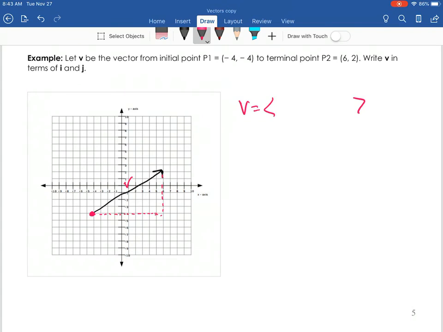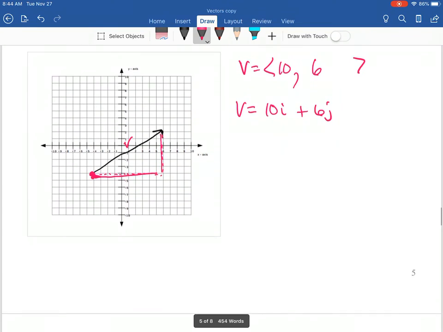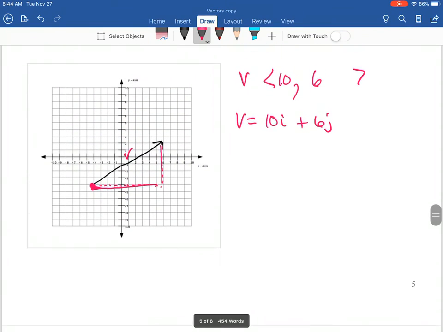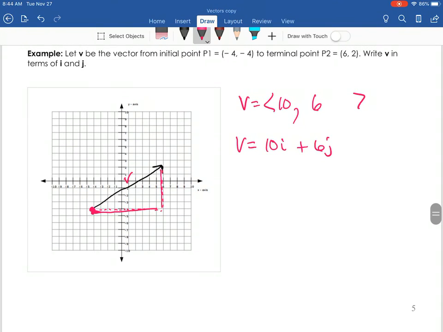Okay, what would be my horizontal component? Yeah, 10. Right, from here to here is 10. And then what would be my vertical component? 8 or 6. Yeah, 6. And then I can write it as 10i plus 6j. You guys got it? I don't want to scroll up too fast. Everybody got that okay? All right.